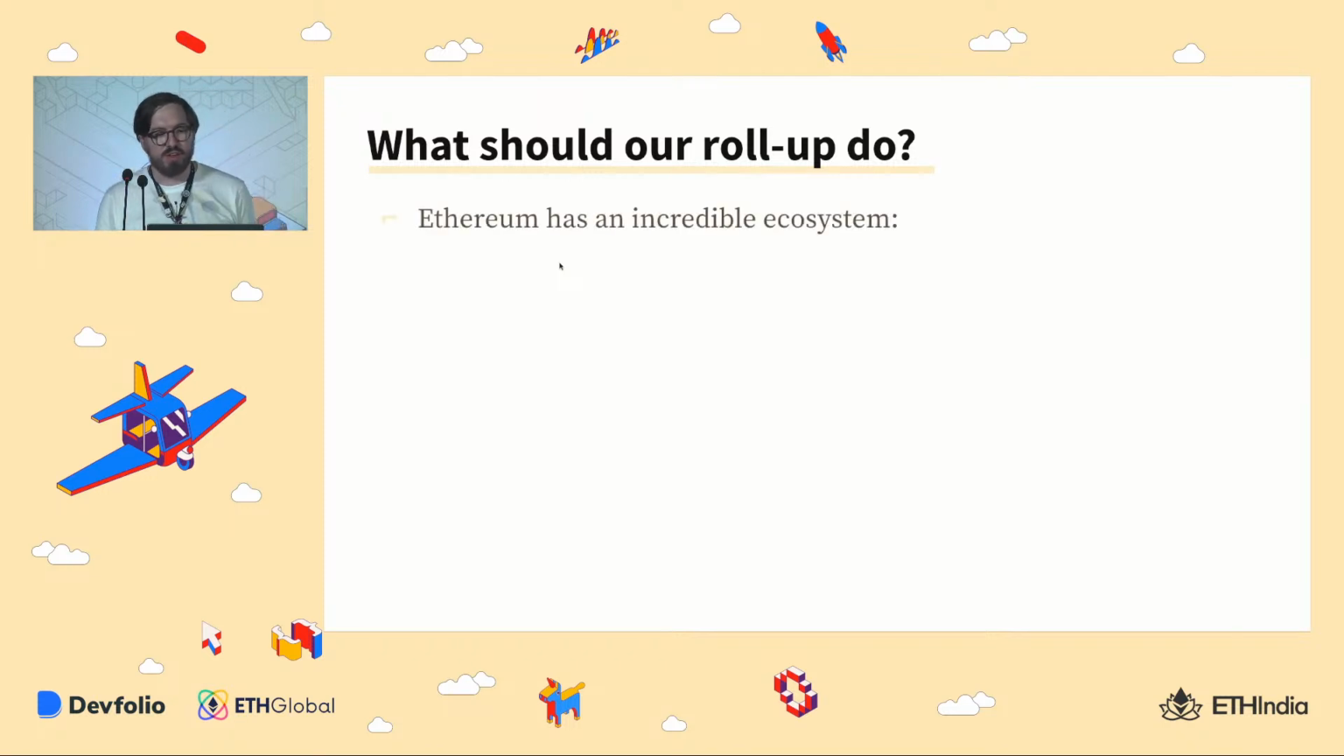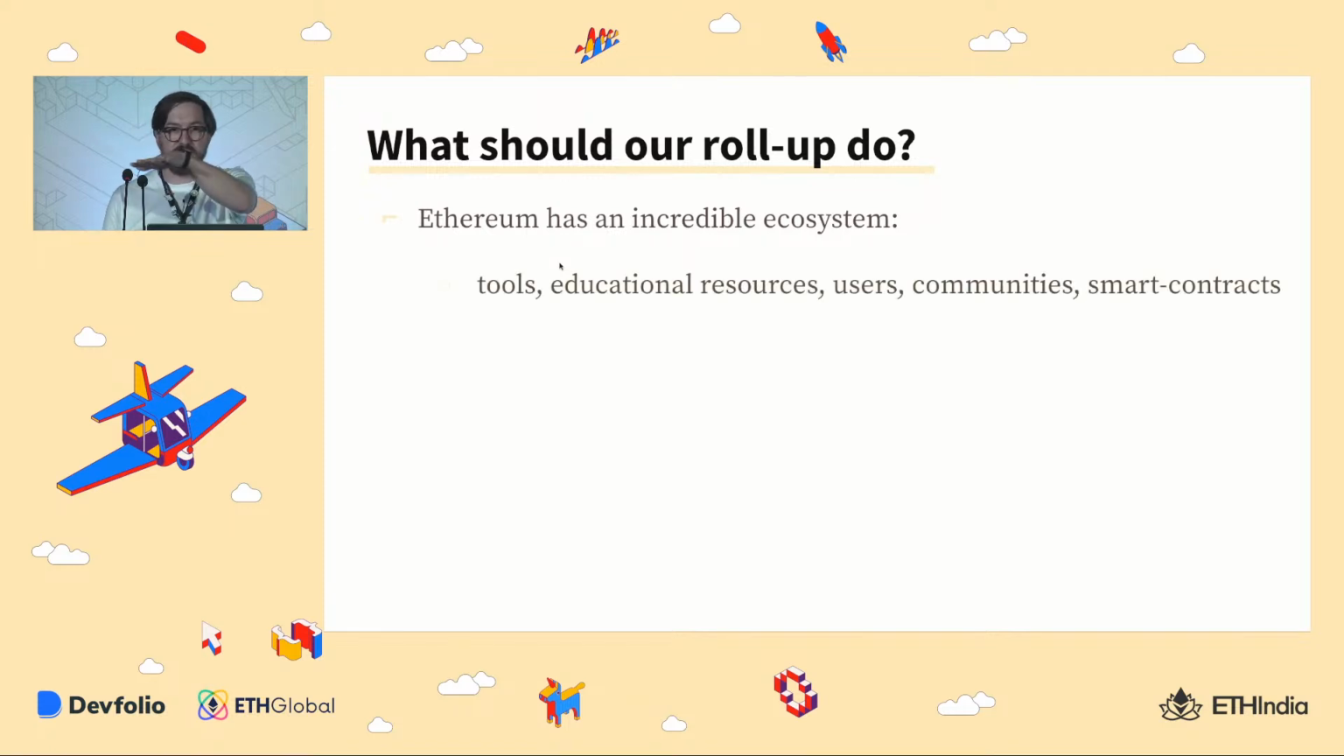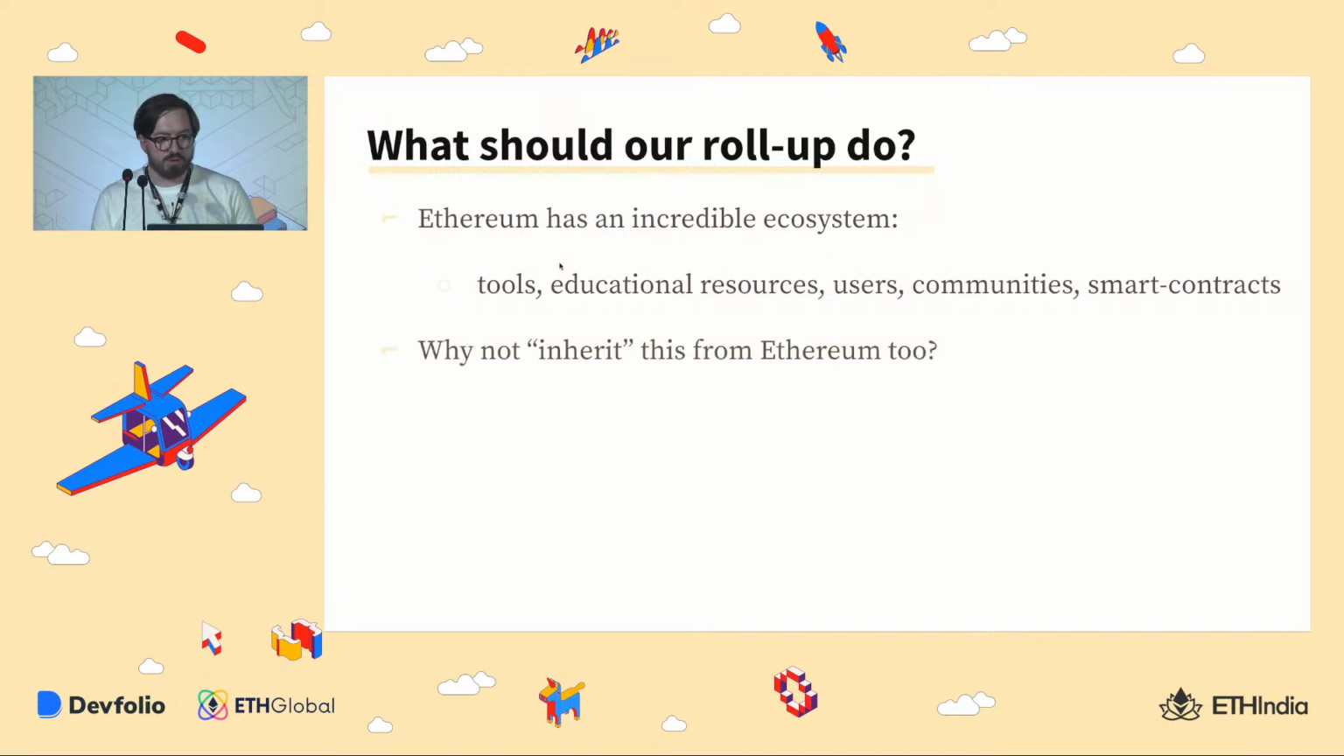We look at the situation, we say, Ethereum already has this incredible ecosystem, right? You're here, part of the ecosystem, and it also has all these tech parts of its ecosystem. It's got great tools, educational resources, wonderful users and communities, and smart contracts that are ready to deploy. So we're already inheriting Ethereum's security. Why not also just inherit all of this from Ethereum?